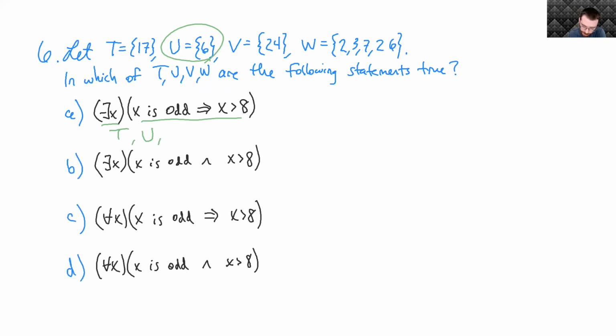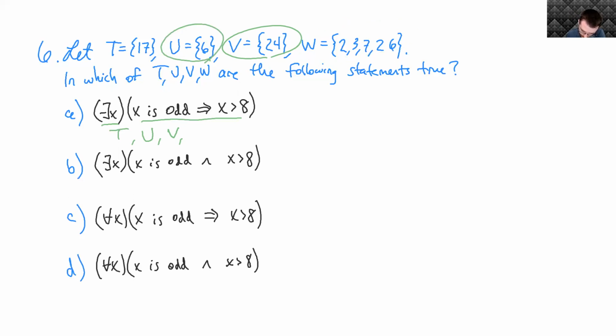How about V then? V should be the same story. Well, 24 is not odd. 24 is greater than 8, but the consequent doesn't really matter. The fact that I have a false supposition here means the whole statement is true. So V works for sort of the same logic. And then how about W? W says there exists an X such that X is odd implies X is greater than 8. That should work.